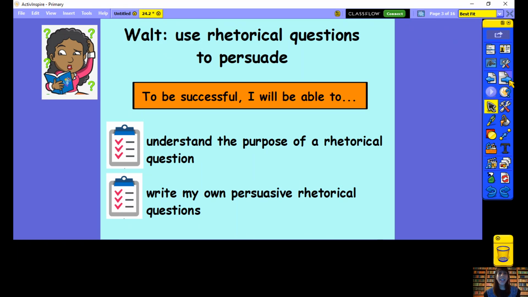So as I mentioned, today we are going to be using rhetorical questions to persuade, which means to convince somebody to do something. So by the end of the lesson, we are going to understand the purpose, so the reason for a rhetorical question and what they are. And then also you're going to write your own persuasive rhetorical questions.